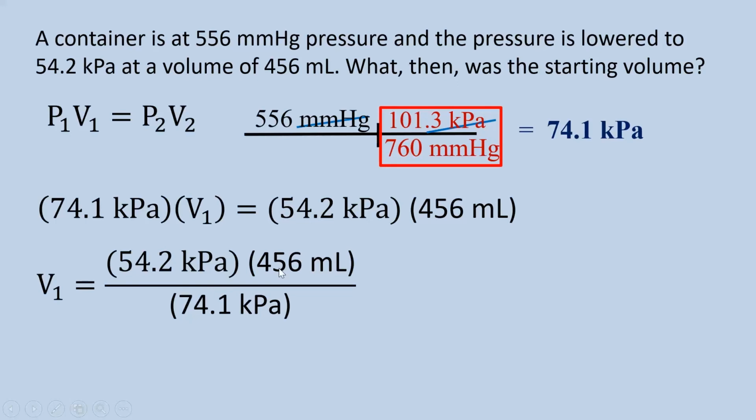And again, I'm going to invite you all to take a moment and type this into your calculator. Pause the video before I move ahead to make sure you're typing these in properly, and see what you come up with. So we're going to go 54.2 times 456, all divided by 74.1. And we get, ready? Okay. We cancel those units and we get V1 equals 334 milliliters. I rounded this up. You might have 333 depending on your rounding before, but as long as it's ballpark there.